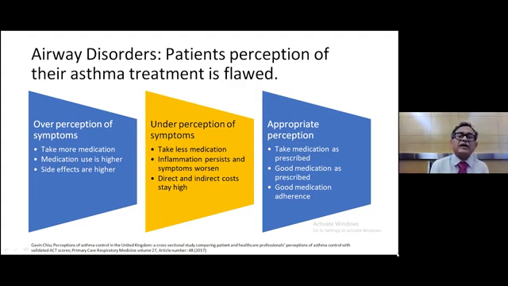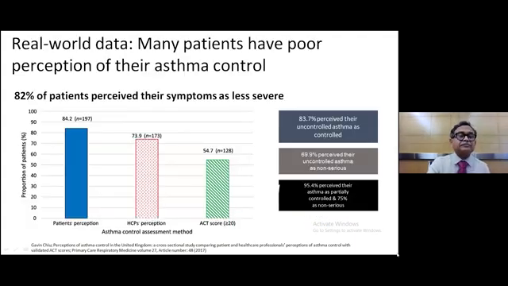And there is also under perception of the symptoms. Take less medication, inflammation persists and symptoms worsen, and that directly affects the overall cost of management, which becomes high because of high morbidity and mortality. The appropriate perception leads to proper medication and good adherence to therapy. So obviously we know what over perception and under perception lead to, and this happens in every disease.